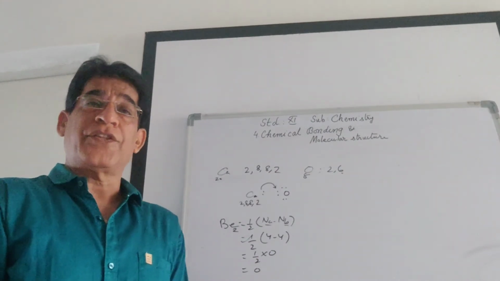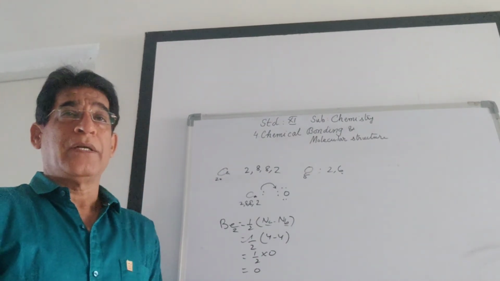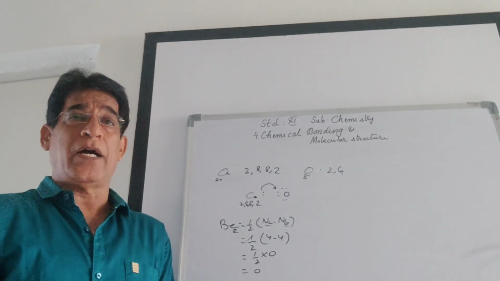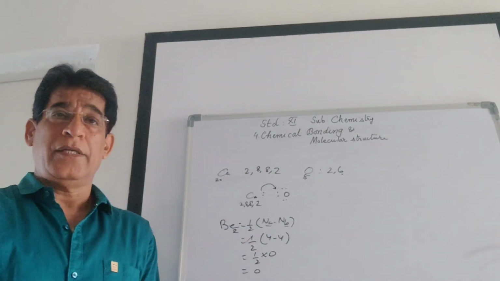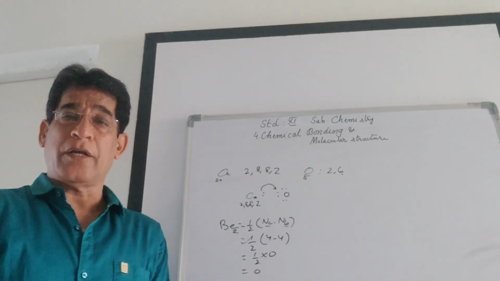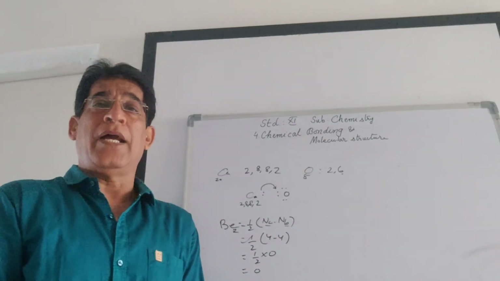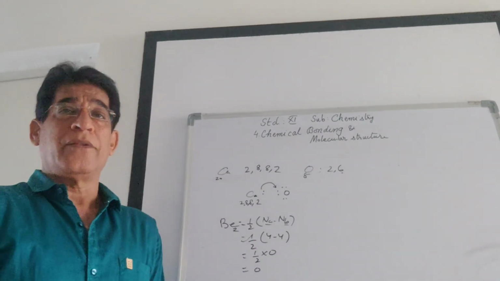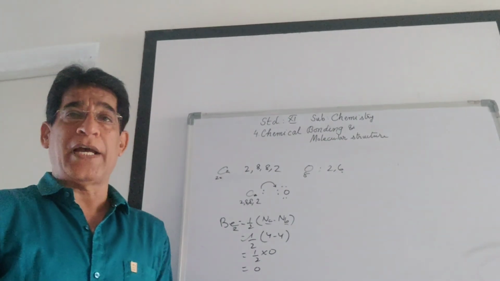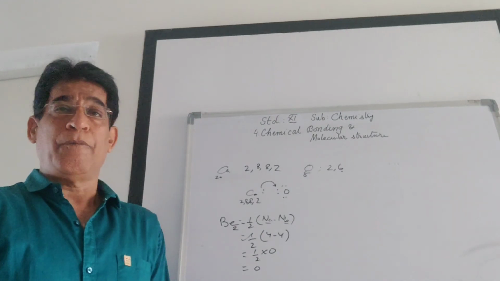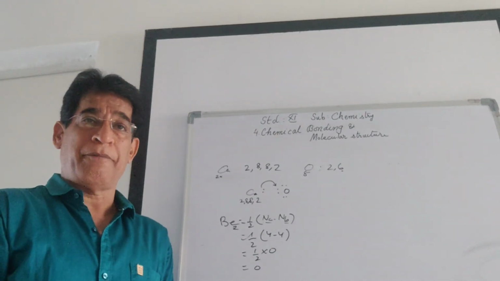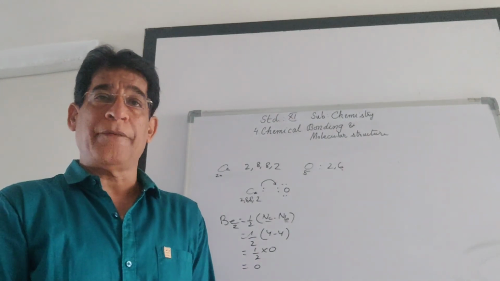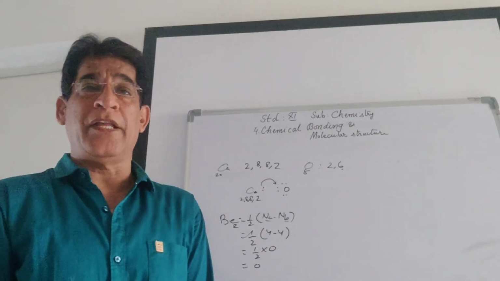In a sigma bond, the orbitals involved in the overlapping are s-s, s-p or p-p. And pi bonds are formed by the overlap of p orbitals only. A sigma bond is a strong bond and a pi bond is a weak bond.